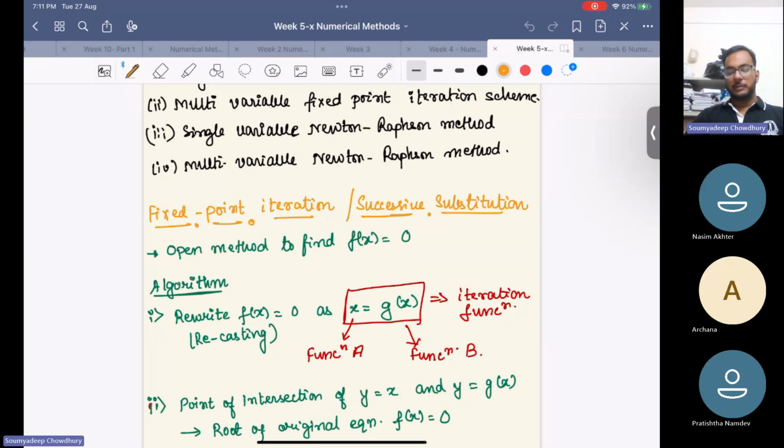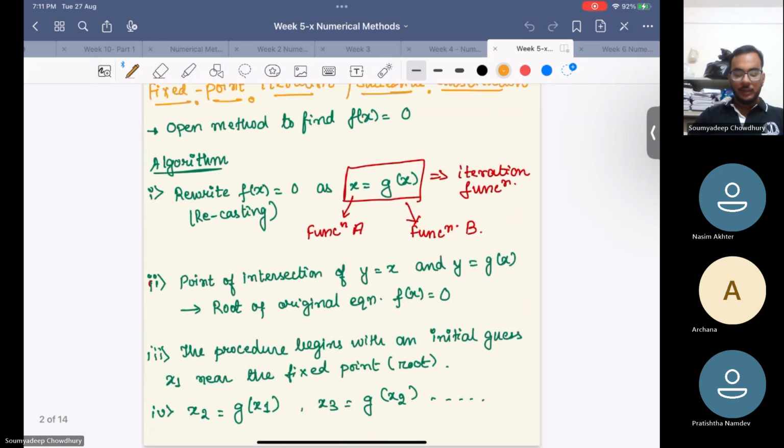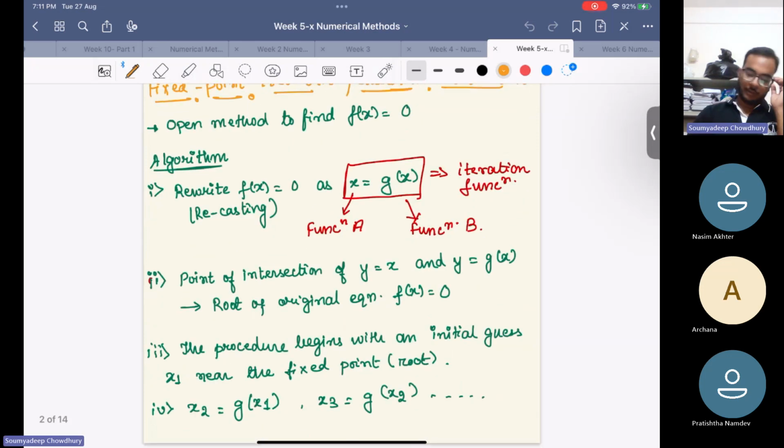As we go on through this technique, we'll see that there are many ways in which we can recast our equation. That is, we rewrite our equation f of x equal to 0 in the form of x equal to g of x. So what does this tell you? What is the root? F of x equal to 0.